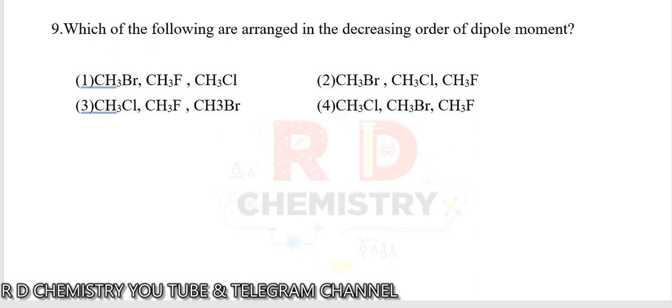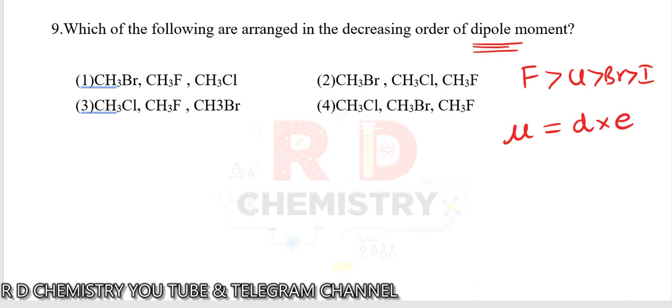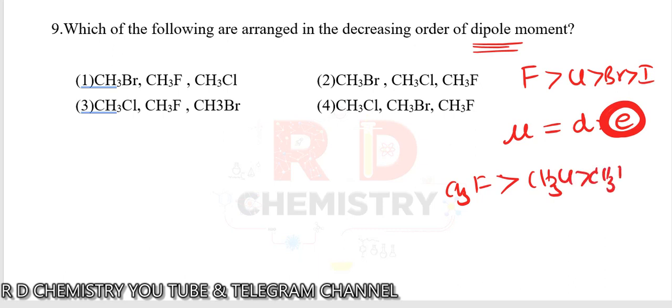Question number 9. Arrange the following in decreasing order of dipole moment. Generally, we say that as the electronegativity of the atom attached to the carbon increases, the dipole moment also increases, because dipole moment mu is equal to the distance between the two charges times the electronic charge. As the electronegativity increases, the charge also increases. So accordingly, the answer should be that the fluoro compound has more, like methyl fluoride should be more, then methyl chloride, then methyl bromide, and so on, correct?